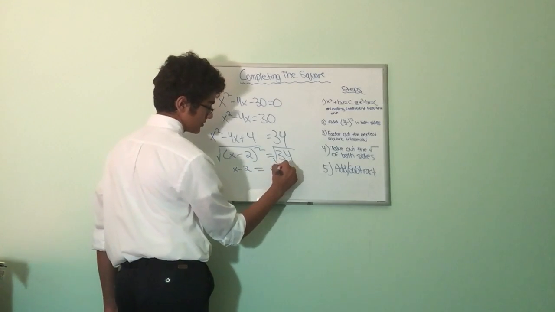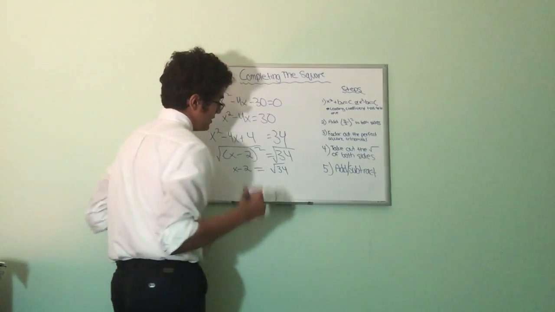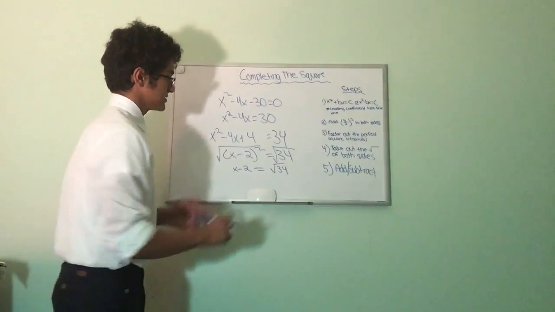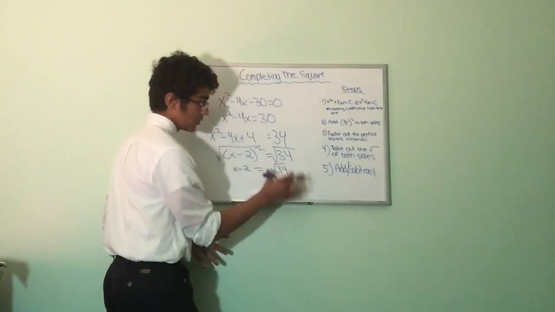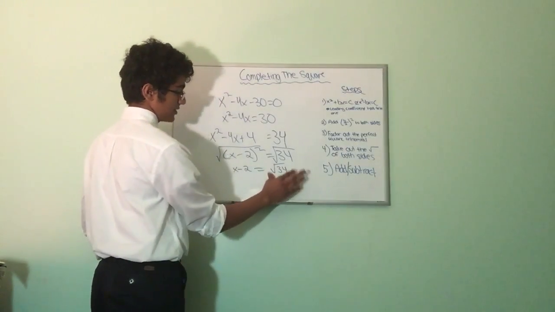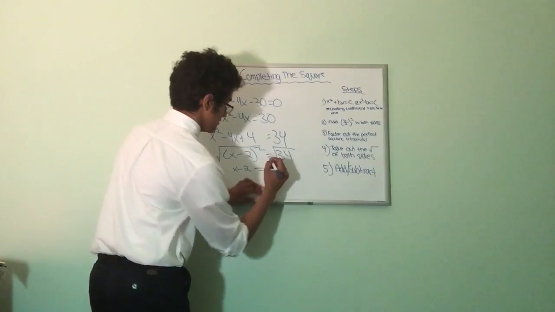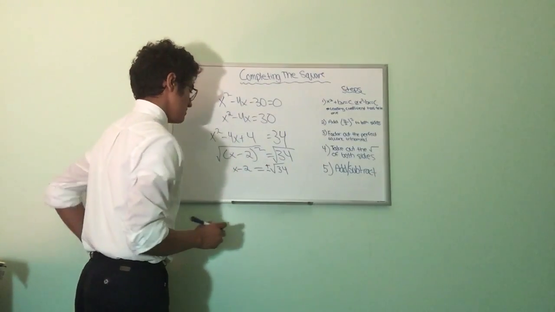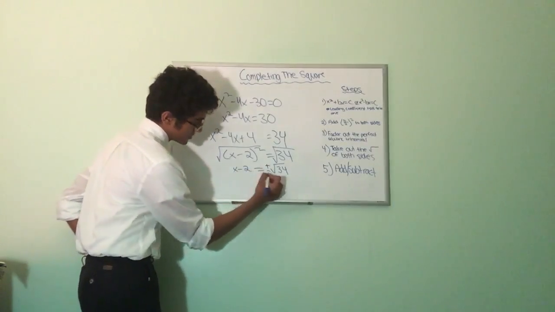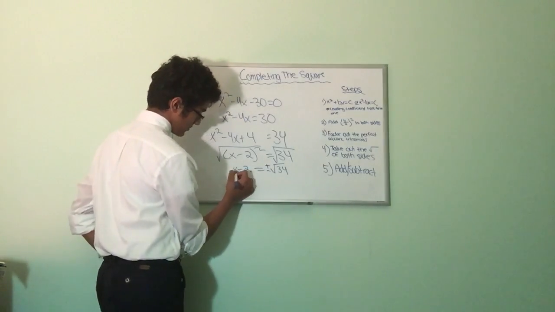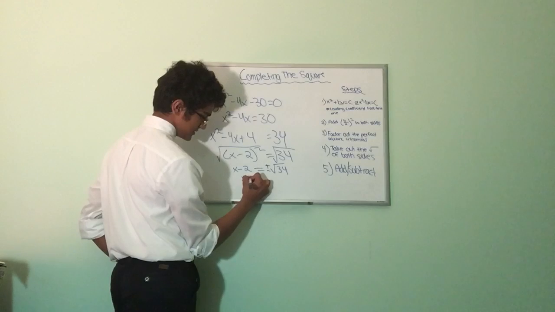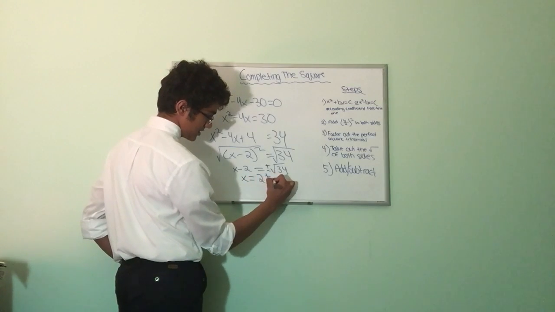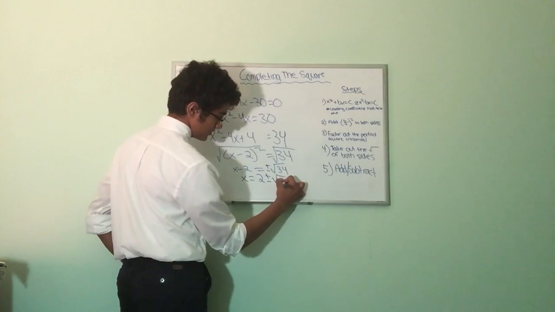equals radical 34. And then what you do here is you add the plus and minus sign to this radical, or to whichever number you have over here. So you add this sign, plus or minus. And from here you solve for the x value, which is over here. So x equals 2 plus or minus radical 34.